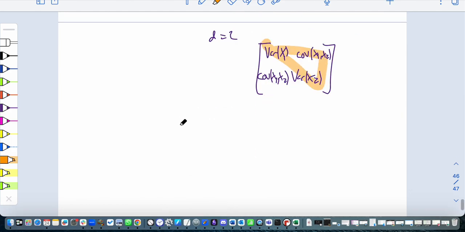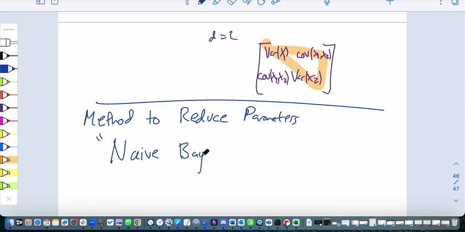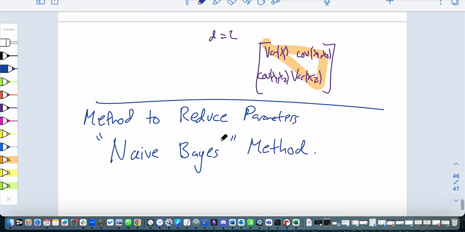So what are we going to do instead? We are going to come up with a method to reduce the parameters, and like every good method, it is not quite 100% correct, right? There's a very famous quote in statistics: all models are wrong, some models are useful. This is a great example of that. This method is definitely wrong, but it is sometimes useful. And that method is called the naive Bayes method. Okay. Before I tell you what the naive Bayes method is, any questions or comments about the number of parameters so far?